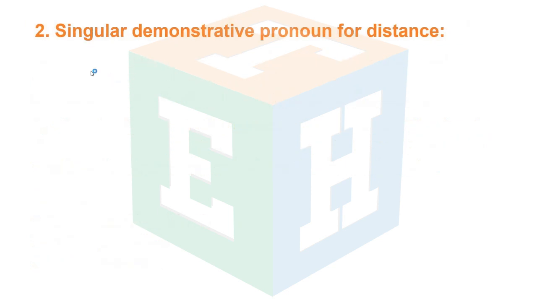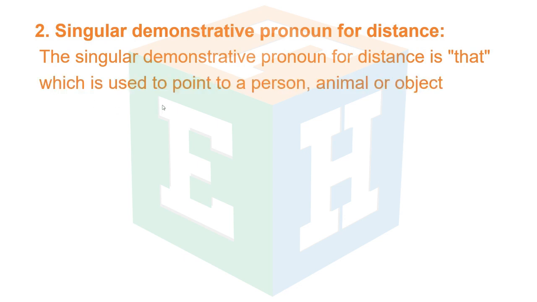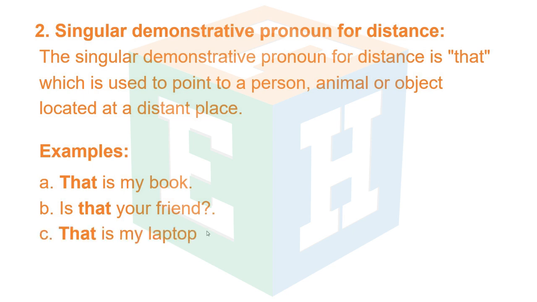Number 2. Singular demonstrative pronoun for distance. The singular demonstrative pronoun for distance is that, which is used to point to a person, animal, or object located at a distant place. Examples: A. That is my book. B. Is that your friend? C. That is my laptop.